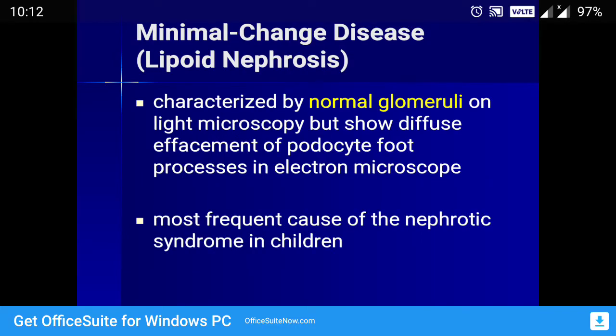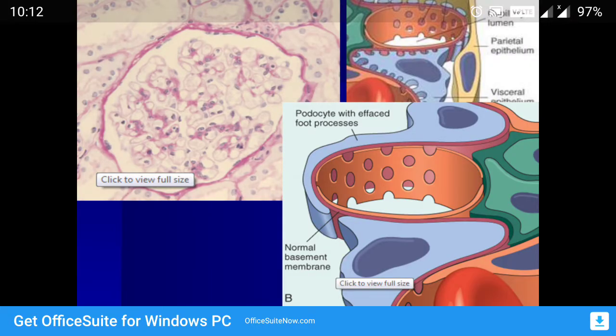So the next type is minimal change disease. Why is it named minimal change? Because under light microscopy you cannot find any change in the glomerulus. So that's why it is called minimal change disease. What is happening here is there is loss of foot processes of podocytes. You can see the diagram.